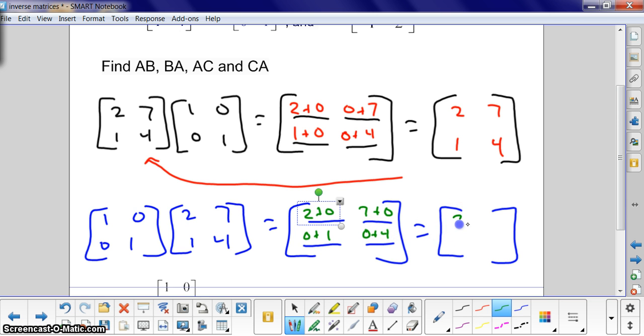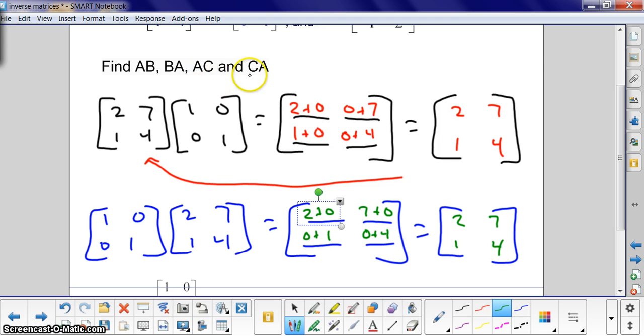And let's see what happens. 2, 7, 1, 4. Hey, look at that. This is a special case. Multiplication for matrices is not commutative unless one of the matrices looks like this, 1, 0, 0, 1, where you have the 1s on the diagonal.